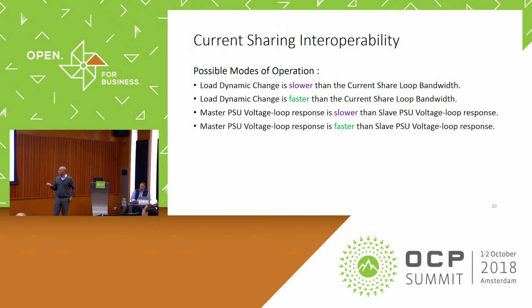So essentially, there are 4 modes of classification which we typically look at. The load dynamic change: that's the frequency at which the load is changing, is slower than the current share loop bandwidth. Or the opposite, where the load dynamic change is faster than the current share loop bandwidth. And if you talk about the power supply, there is the voltage loop response that is slower than the slave. Okay, so you hear these, so these are 4 possible.